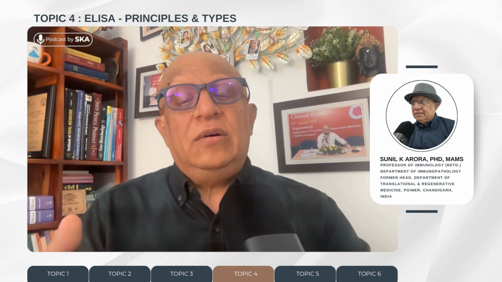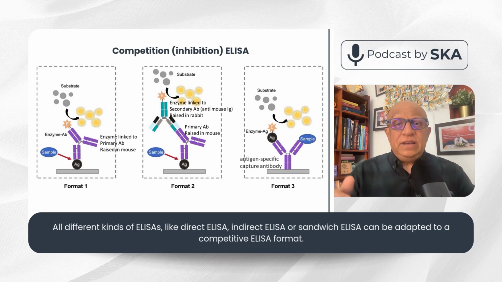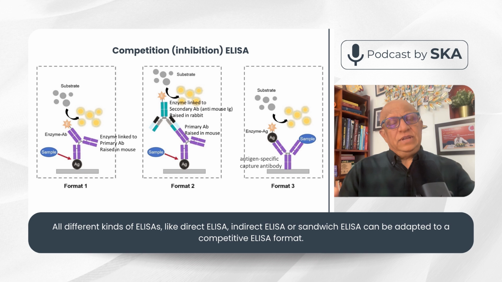So for the direct ELISA, when it is adapted to competitive ELISA, we have the sample which may have antibody, and the labeled antibody will compete with it, and you will see the color reaction. And if the antibodies are present in the clinical sample, they will compete and will lead to a reduction in color. Similarly, in the other format, you can have the secondary antibody, and in between there is a competition, and you have the competition ELISA.